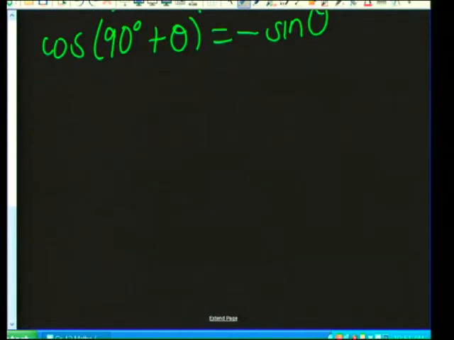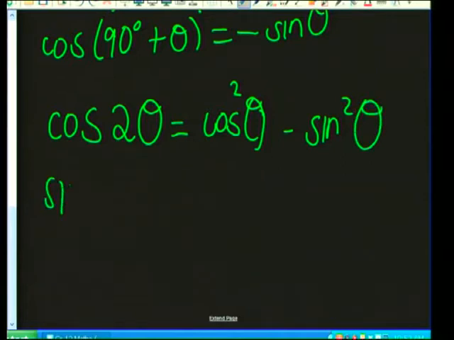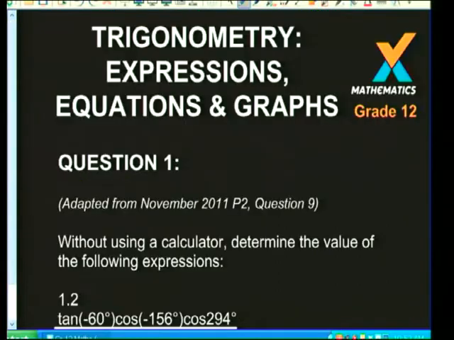We're also going to be looking at your identities, in particular your double angle identities. So let's recap on that. Cos 2 theta, remember, is cos squared theta minus sine squared theta. And then your sine 2 theta will be 2 sine theta cos theta. Now let's do the question.